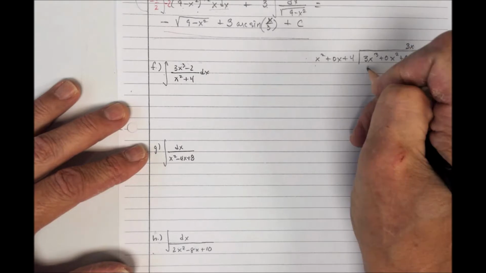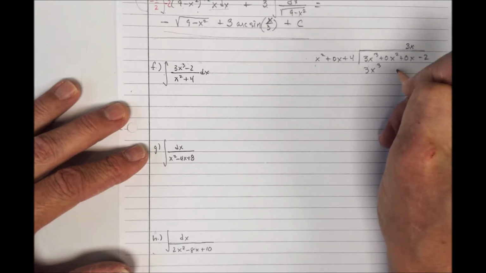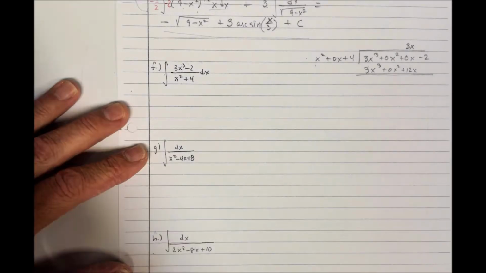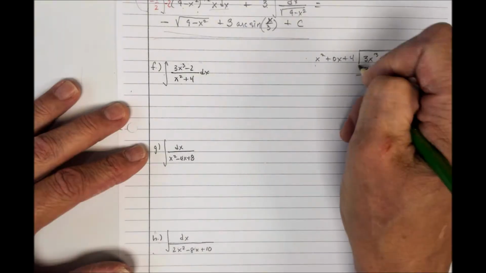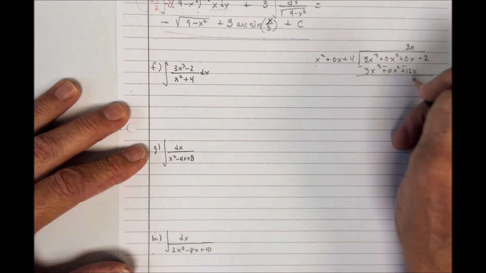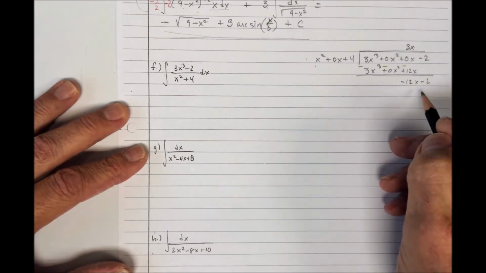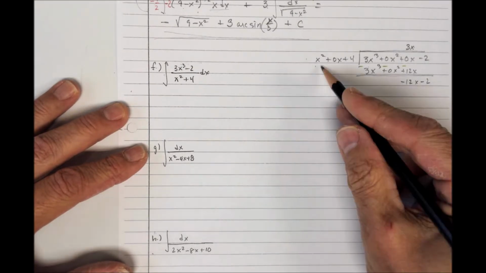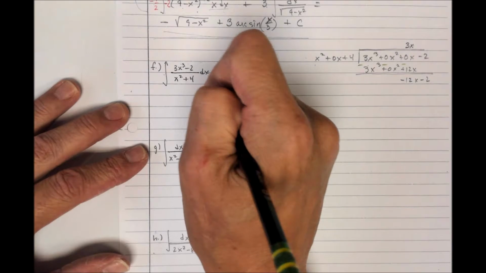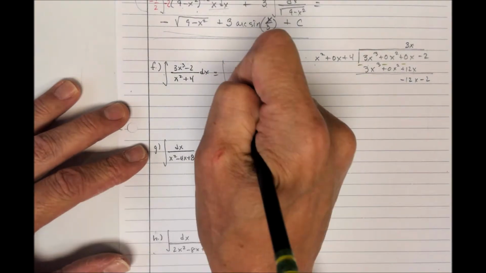Now multiply 3x to the third plus 0x squared plus 12x. Subtract. When you subtract, it's the same as adding the opposite, so I just change the signs. Add straight down, I get a negative 12x minus 2. Now, that's going to be my remainder because x squared has higher degree than that. So this means that this is equal to the integral of 3x.